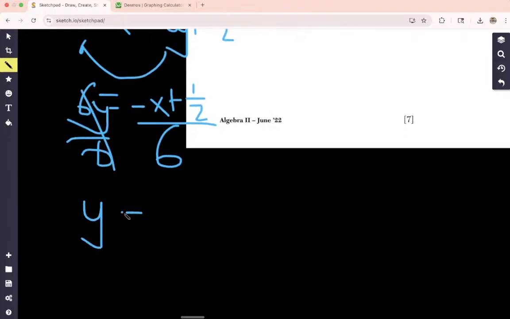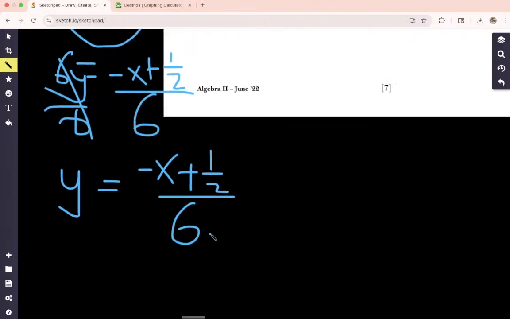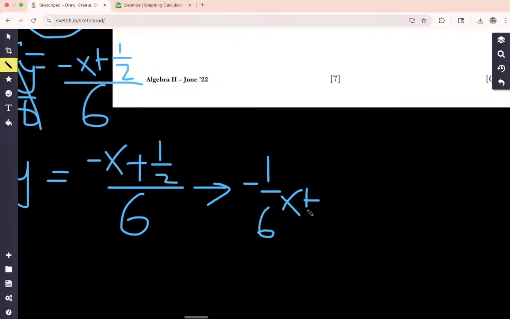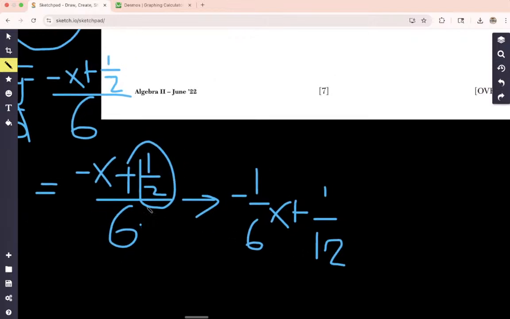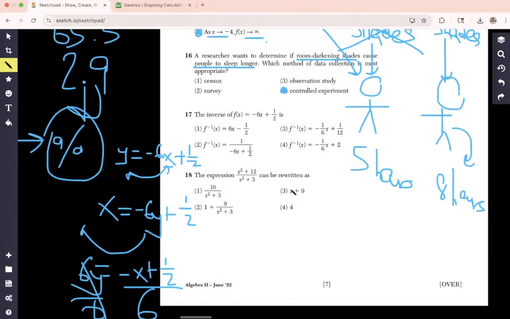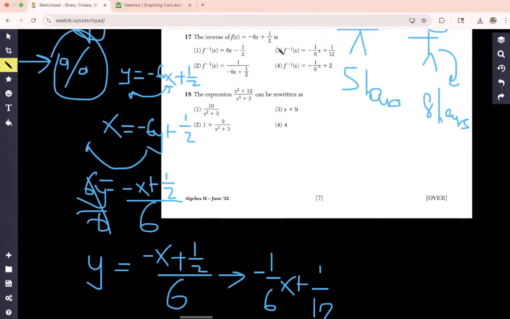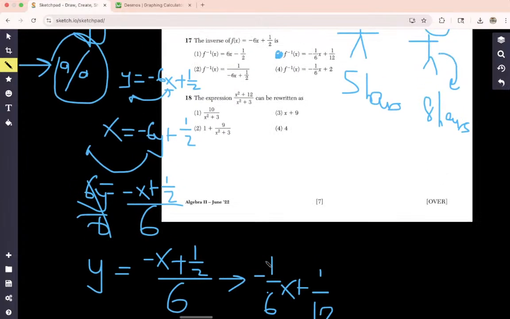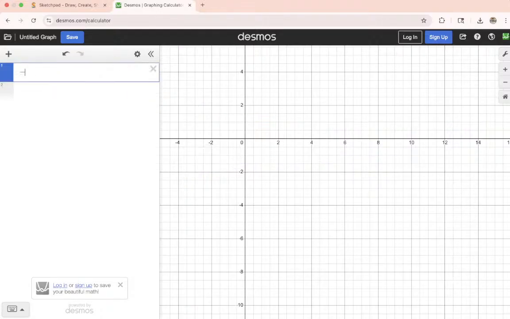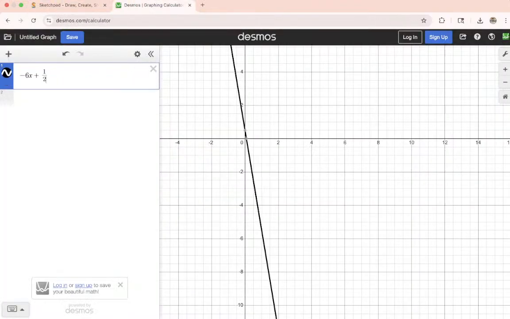We get y is equal to negative x plus 1/2, divided by 6. This is the same thing as negative 1 over 6x, and then plus 1 over 12. Because 1/2 divided by 6 is just going to be 1 over 12, and negative x divided by 6 is going to be negative 1/6x, or negative x over 6. So let me see here. All right, I think this one looks pretty cool. And you can probably check this using graphing as well.